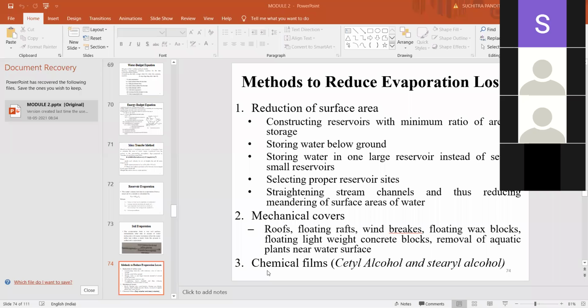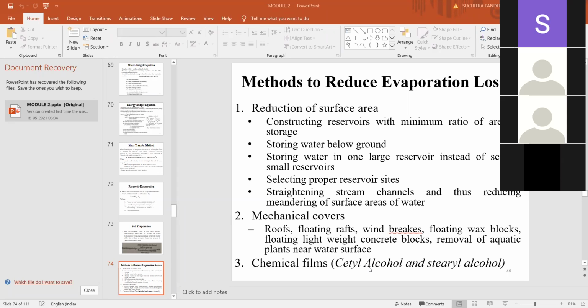So the third method is chemicals that are used to reduce the evaporation losses. Generally, cetyl alcohol is used to reduce the evaporation losses in case of a reservoir. So this cetyl alcohol is a monomolecular compound. It will allow the rain and oxygen to enter inside the reservoir, but it will not allow the water molecules to escape from the reservoir.